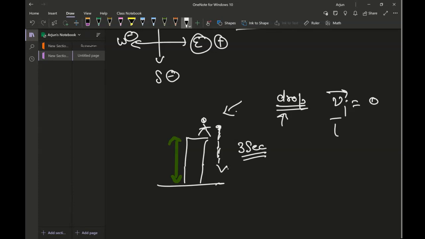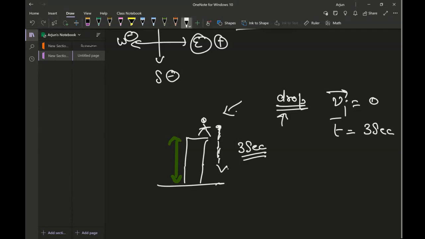So initial velocity is 0. Time is given to me, 3 seconds. And then nothing else is given to me. If nothing else is given, then I'm stuck because I have only two parameters. As I said earlier, I need a minimum of three parameters.